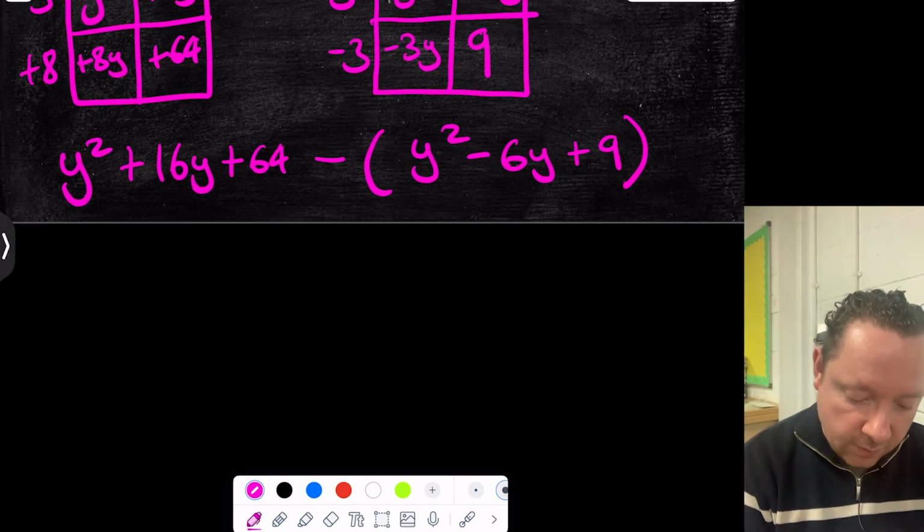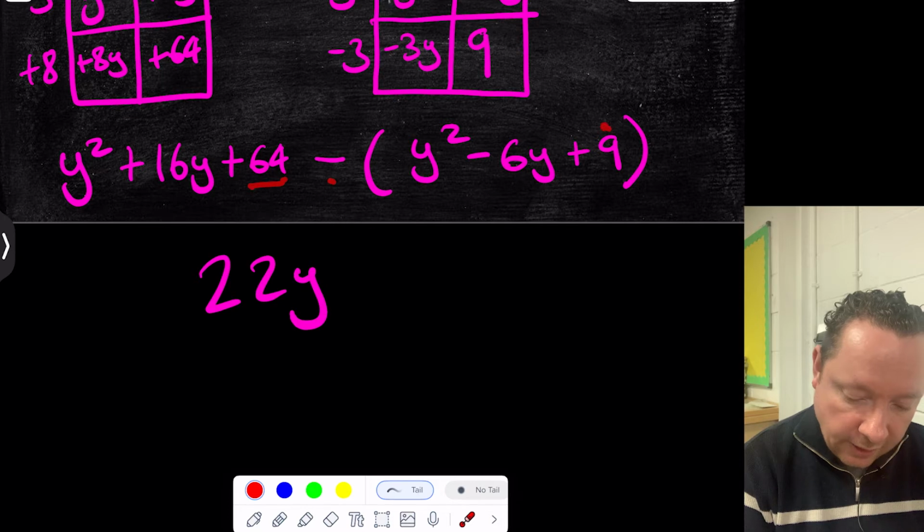But you can just do y squared minus y squared, 0y squared. 16 minus minus 6, that's plus 6, which is 22y. And then 64 minus 9, which is 55. So plus 55. And we're done there.